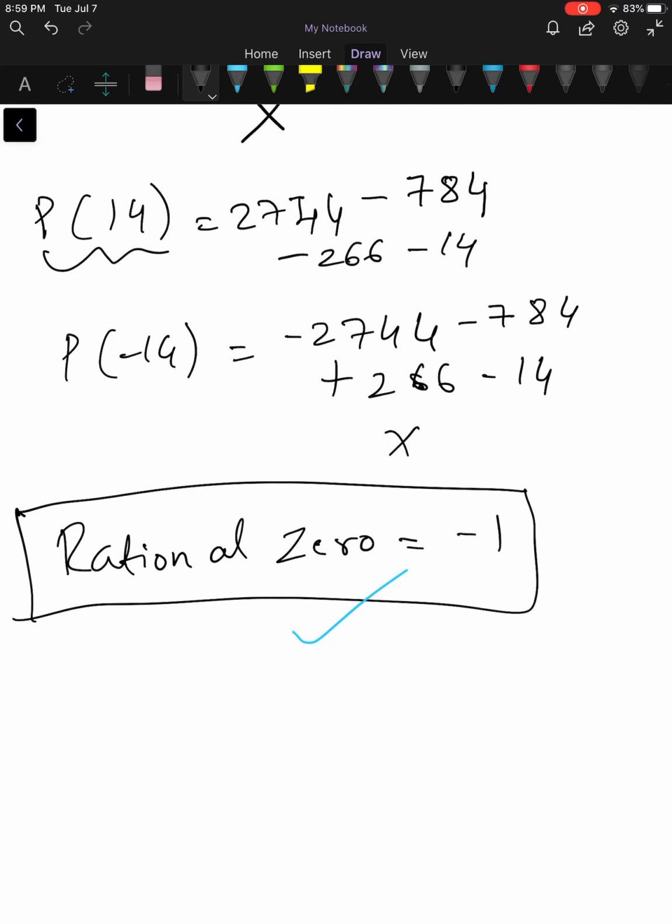about the type of the zero, or what is the real zero, that is especially rational zero.